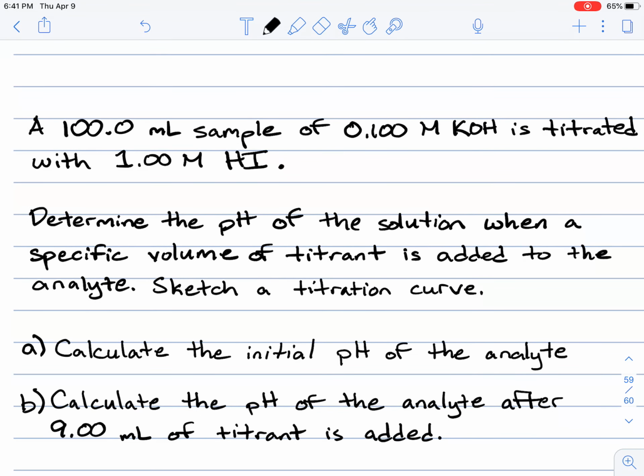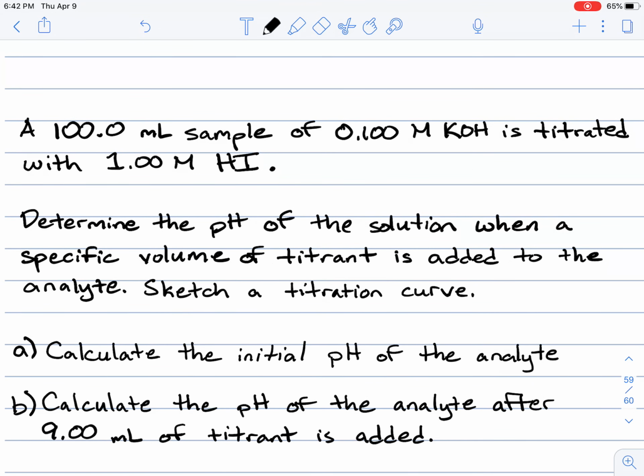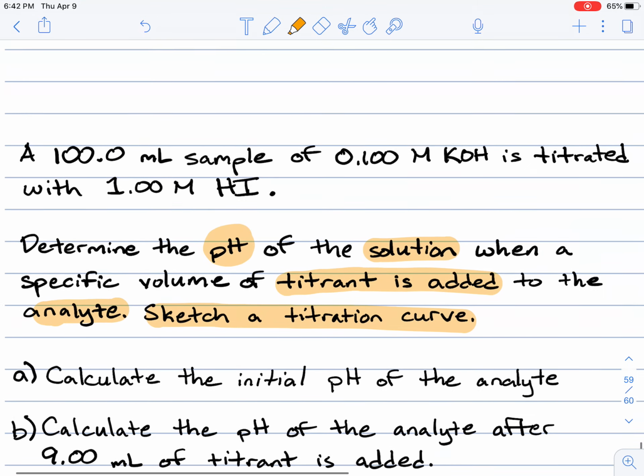In this scenario, we have a 100 milliliter sample of 0.100 molar potassium hydroxide, and it's titrated with 1 molar of hydroiodic acid. Now, the main goal is for us to determine the pH of the solution as we add titrant to the analyte. And then from the results of each calculation, we're going to sketch a titration curve.